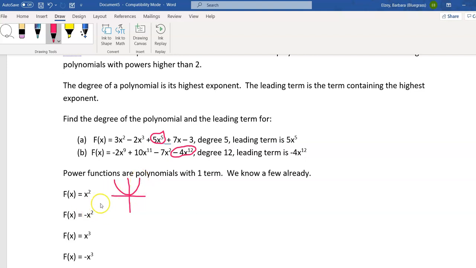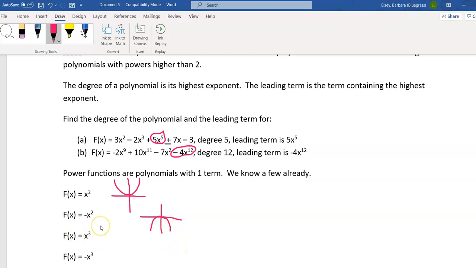Okay. And then remember from our transformations, if we put a negative in front of x squared, that flipped our parabola over across the x-axis. So it made it an upside down parabola. So it made it look like this.